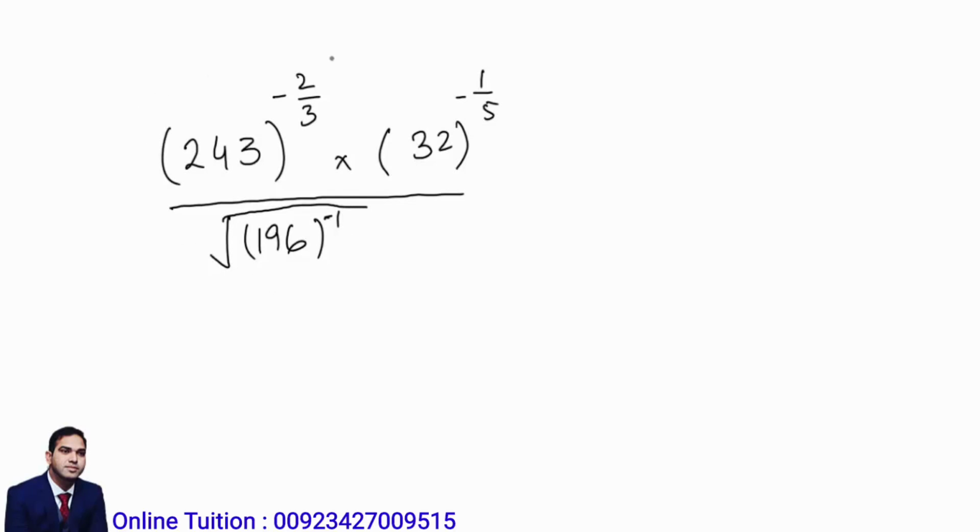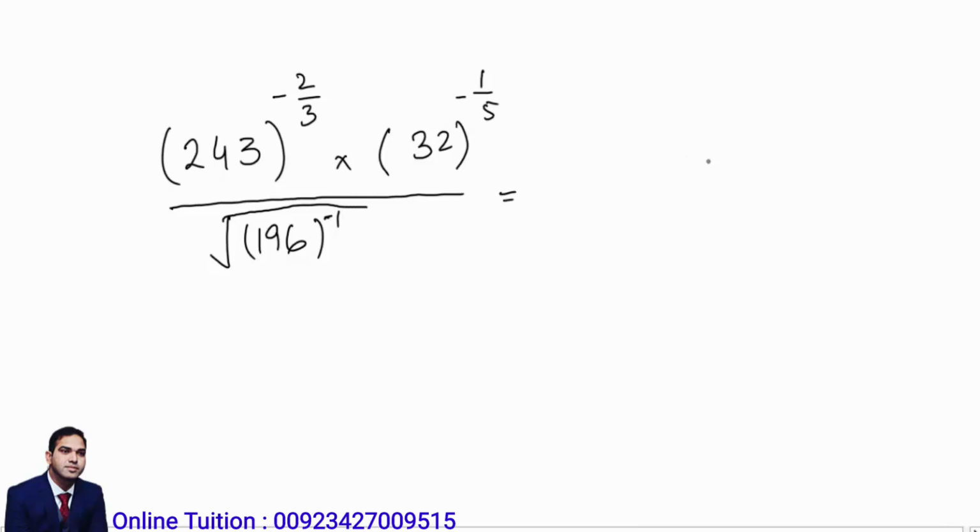How to simplify these exponents: 243 to the power negative 2 over 3, multiply 32 to the power negative 1 over 5, divided by the square root of 196 to the power negative 1. So how to simplify by using the law of exponents? Let's watch the video. So start it.